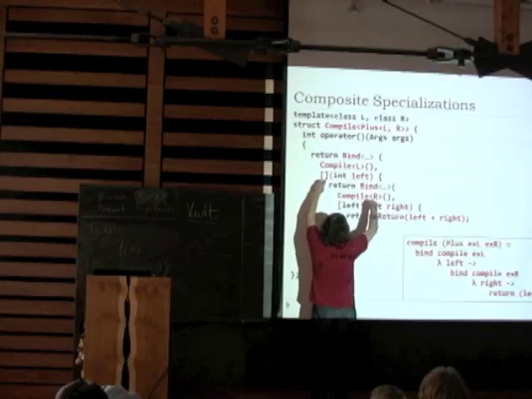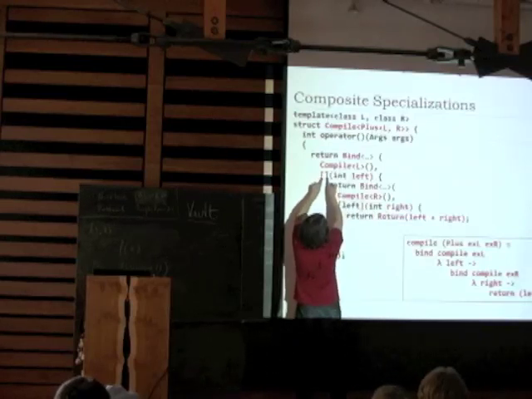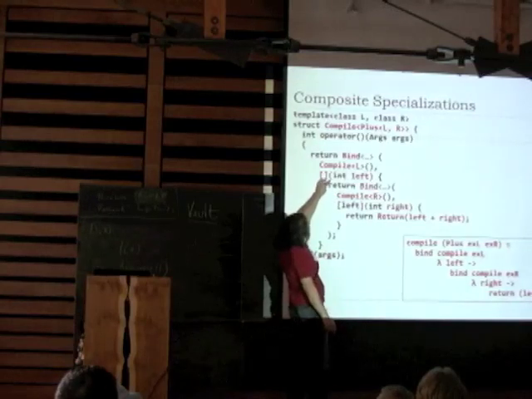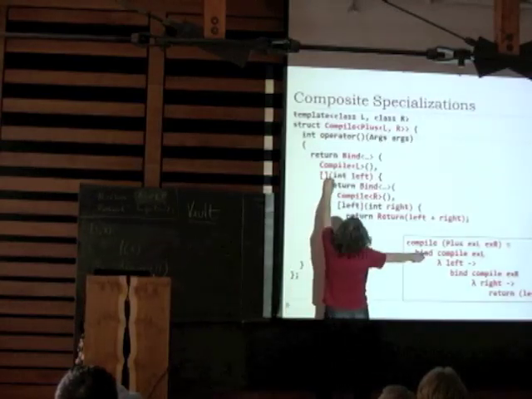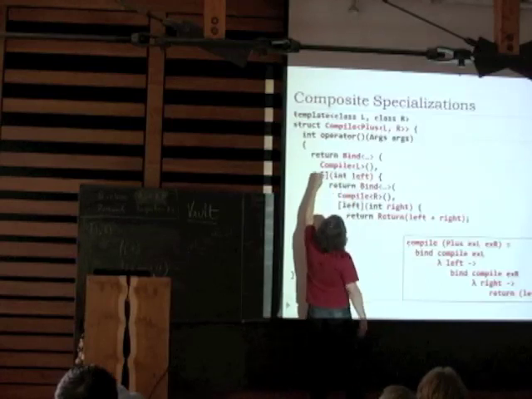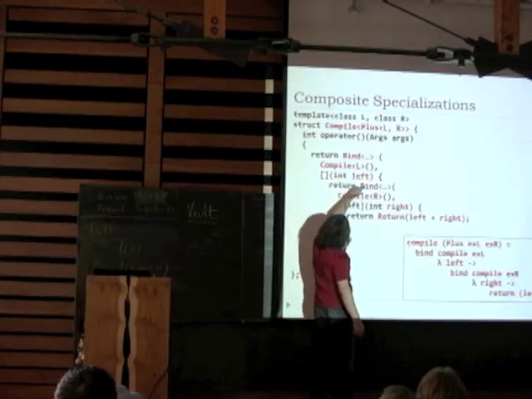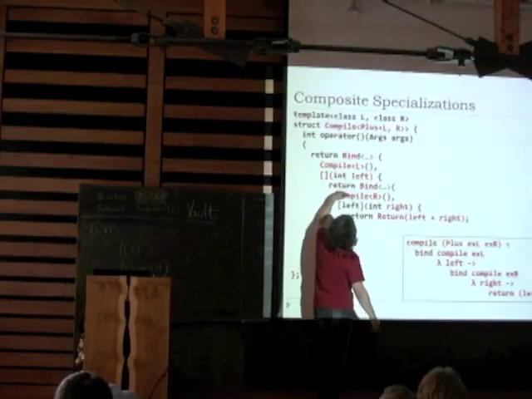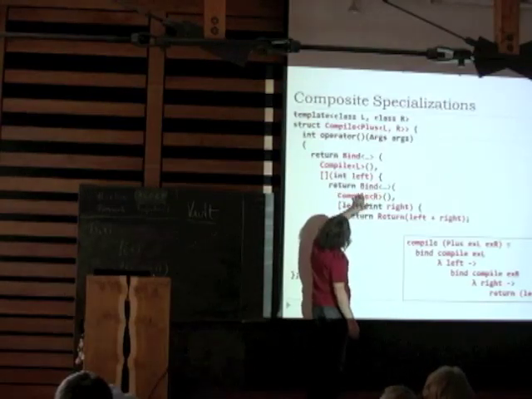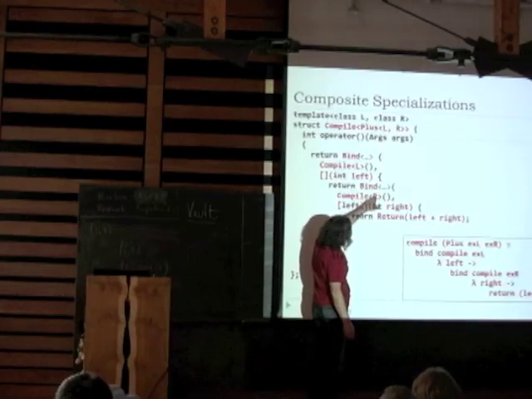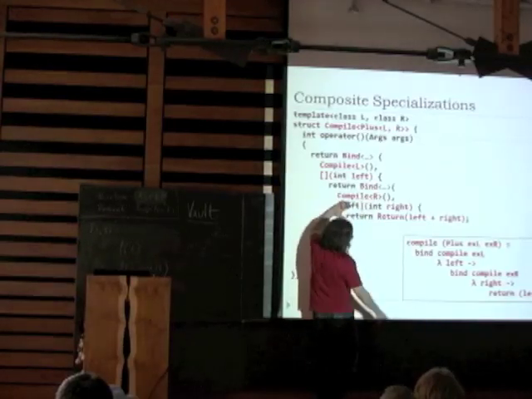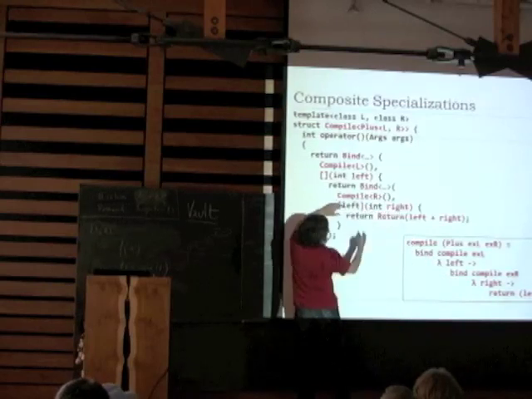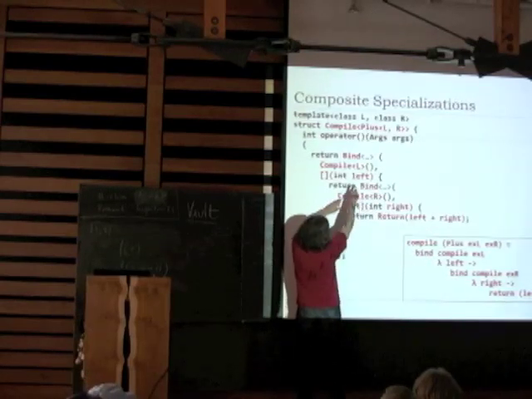The second argument of bind is the continuation, which is a lambda. This is the C++ lambda. This lambda takes left, and what does it do? It creates an object bind, which takes the object compile right subtree, and the continuation, this one. This continuation takes right, and by the way, it captures left.